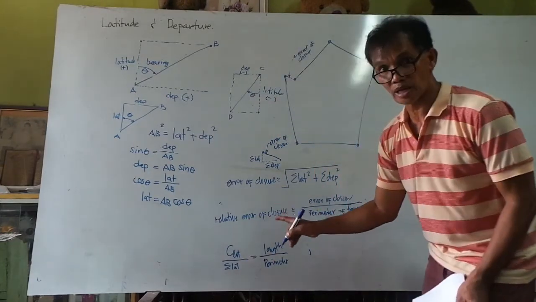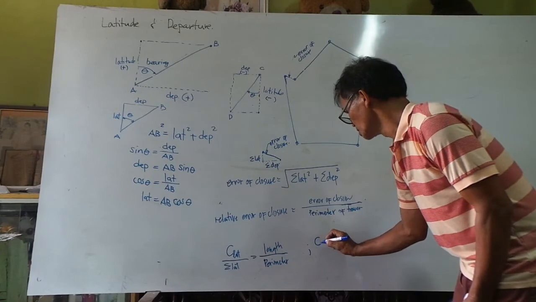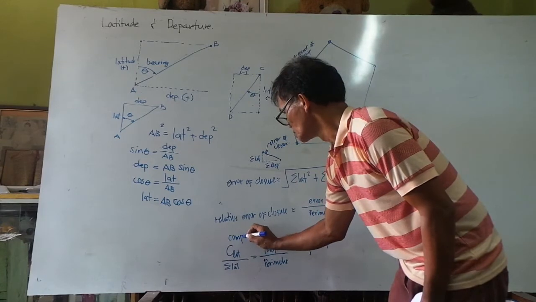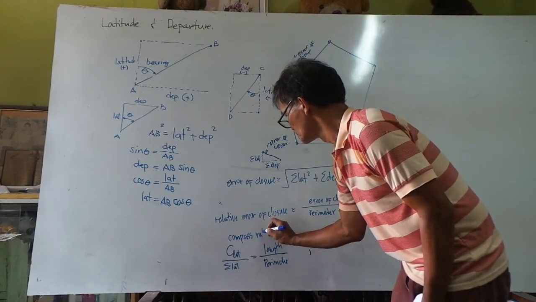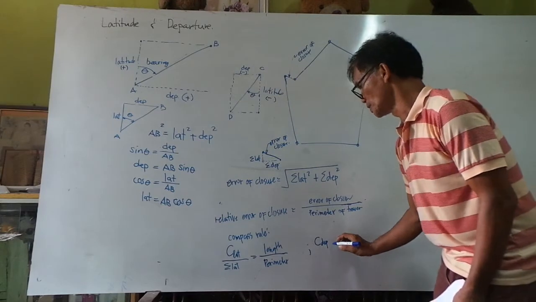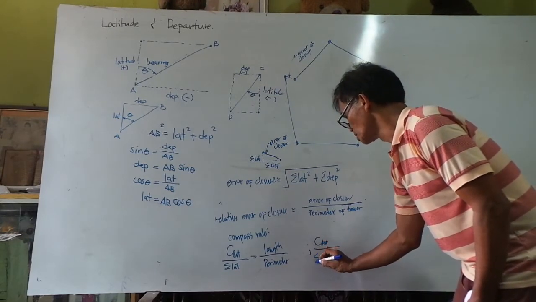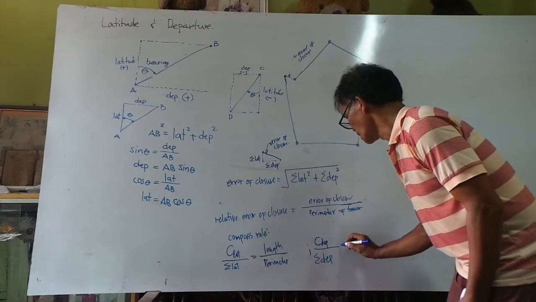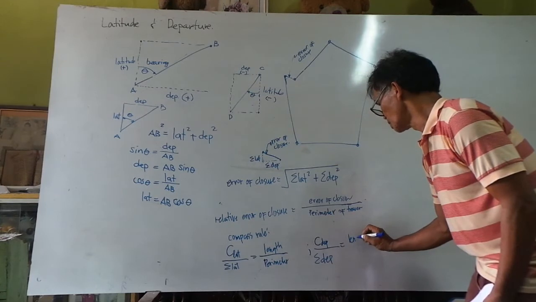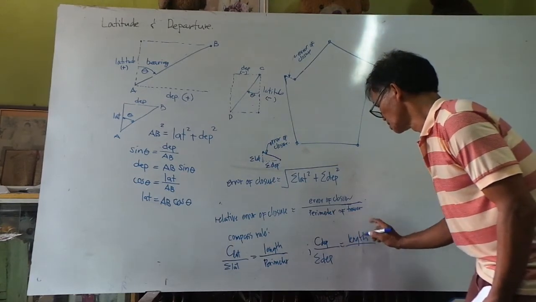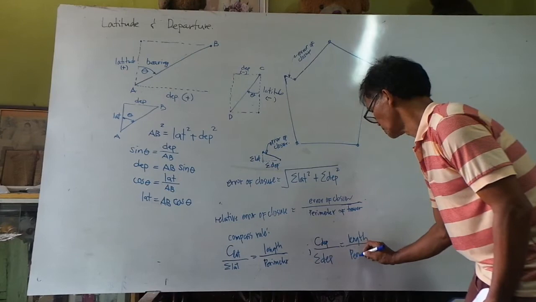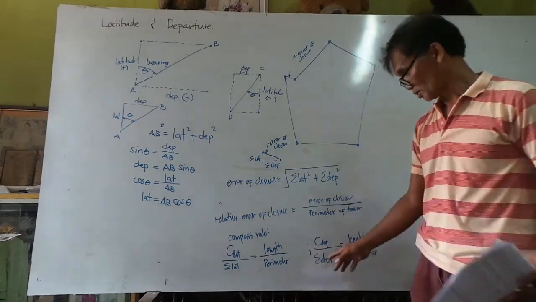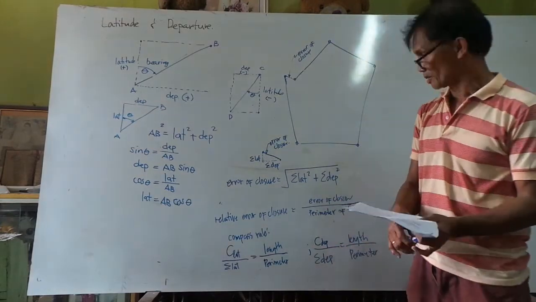As for the departure, the correction for departure, this is still the compass rule. The correction for departure is to the total error of departure as the length of the course is to the total length of the traverse, the perimeter again. They only differ in the quantity being corrected. So that is the formula for the compass rule.